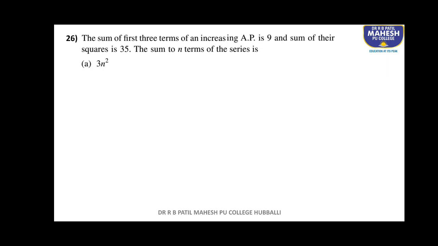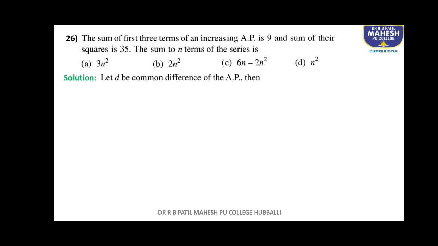Question number 26. The sum of the first three terms of an increasing AP is 9 and the sum of their squares is 35. The sum to n terms of the series is: option A, 3n square; option B, 2n square; option C, 6n minus 2n square; option D, n square. Let us go for the solution.